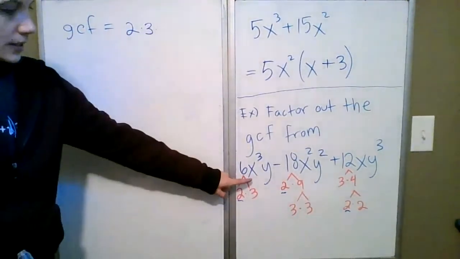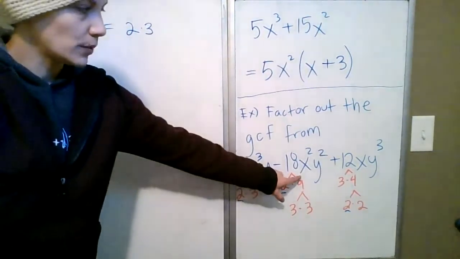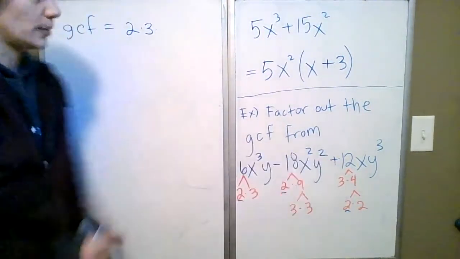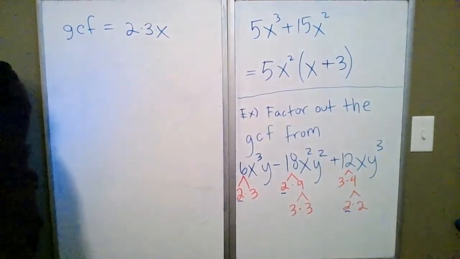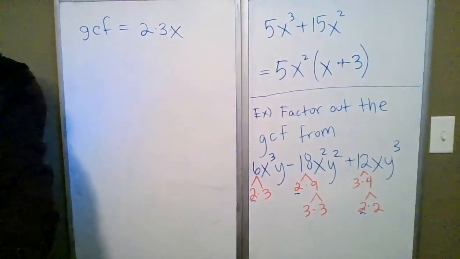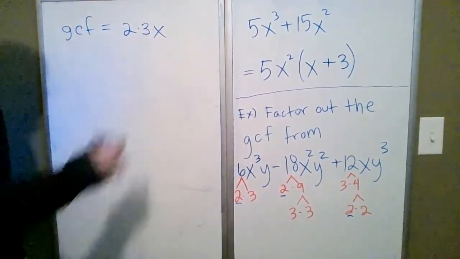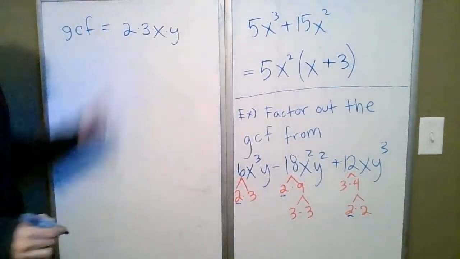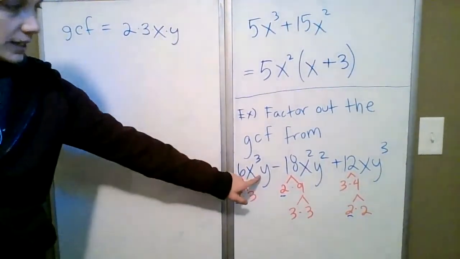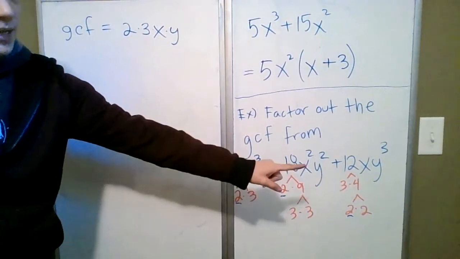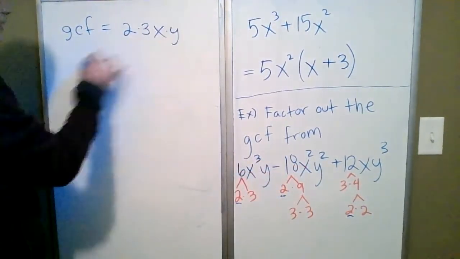For your x, you go with the smallest power. This has x cubed, this has x squared, that has just x. So we'll pick plain old x. All right. For y, and all of this is multiplied together, by the way. For y, there's 1y, a y squared, a y cubed. Go with the smallest power, just y.